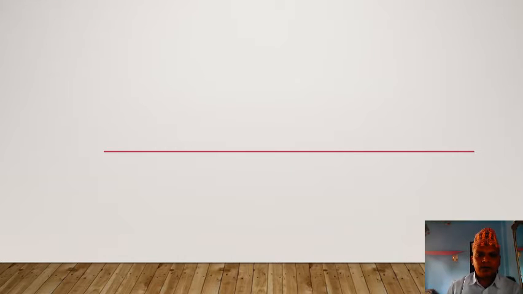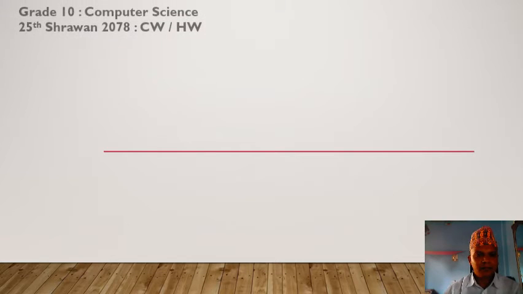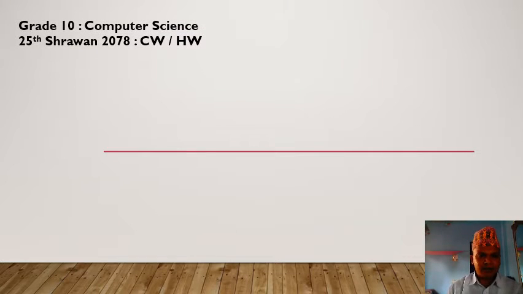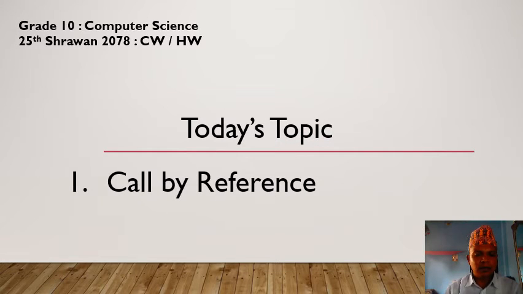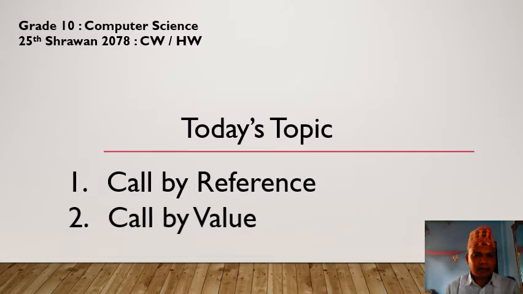So today's work is here. Today is 25th, 7, 2078, and here is your classwork and homework of the grade 10 computer science in front of you. So today's topic is call by reference and call by value. So just move to the next one.